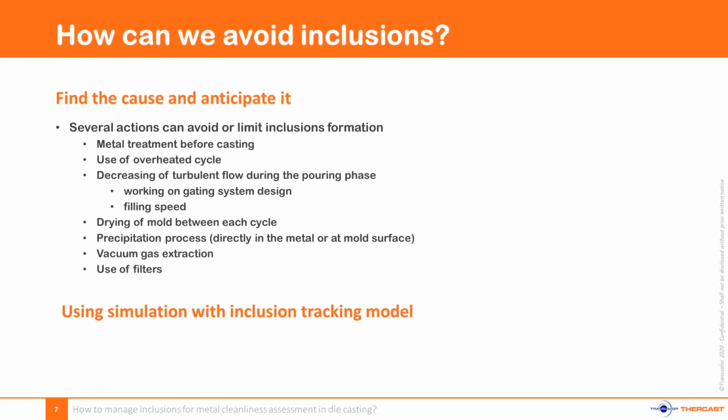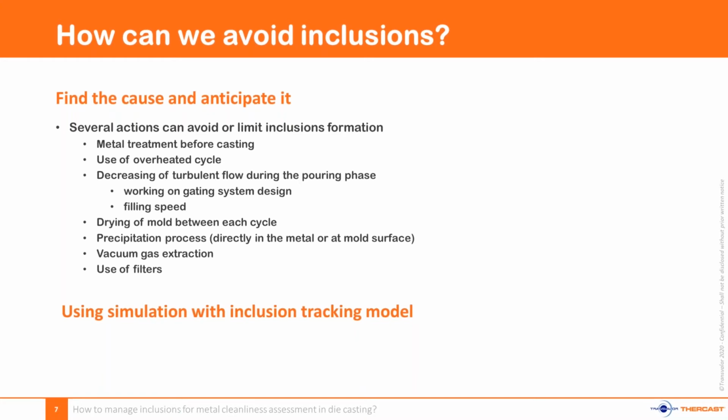Okay, so how can we avoid inclusions? I guess that's a very good question for all the casters. The first thing is to find the cause and to anticipate it. We have several actions that can avoid or limit inclusion formation. Here is a short list of what it could be possible to do: a metal treatment before casting, the use of an overheated cycle, decreasing the turbulence of the flow during the pouring phase by working on the gating system design, or limiting, or at least controlling, the filling speed.